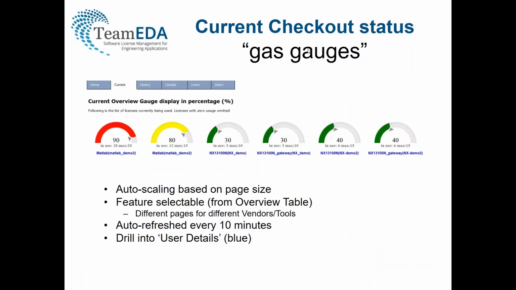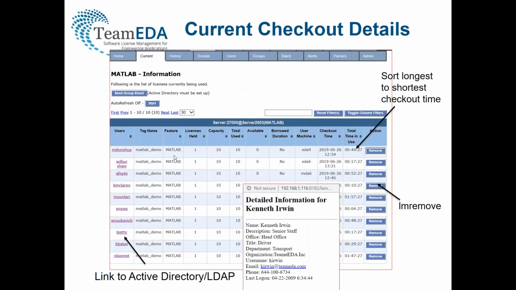We also have the current checkout gas gauges, and this is like the gauges in your car. Each of these is a separate tool, shows the capacity, it shows how many are checked out, it's color-coded by percentage of capacity, and then this little blue here will get you to the detail. So this detail is a table, and it shows you everything that's currently checked out, the name of the person that has checked it out, how many licenses you own, how many are in use, the machine that the license is being used on. This is the client machine. And then how long has it been checked out for?